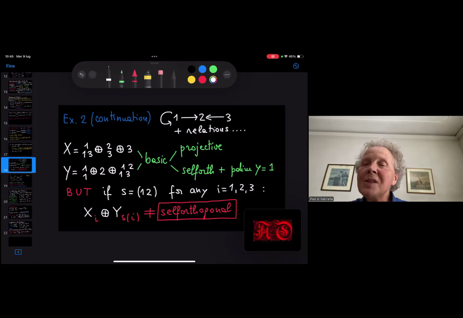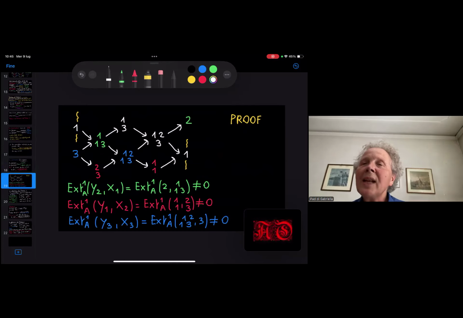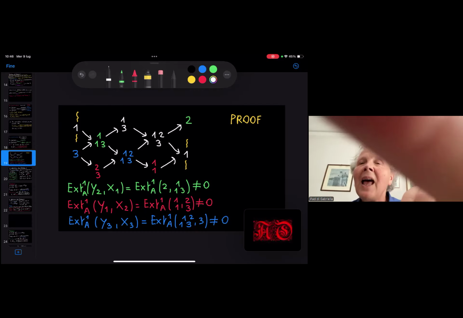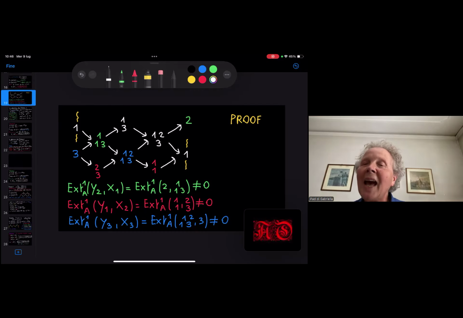And I will show this fact in the Auslander-Reiten quiver. So this is again the Auslander-Reiten quiver of the algebra in example 2. If we look at the position of the two green modules, we see that Ext^1 of X1 and Y2 is different from 0. While if you look at the position of the two red modules, we see that the other extension, the red extension, is 0, and the same happens for the extension of Y2 and X3.